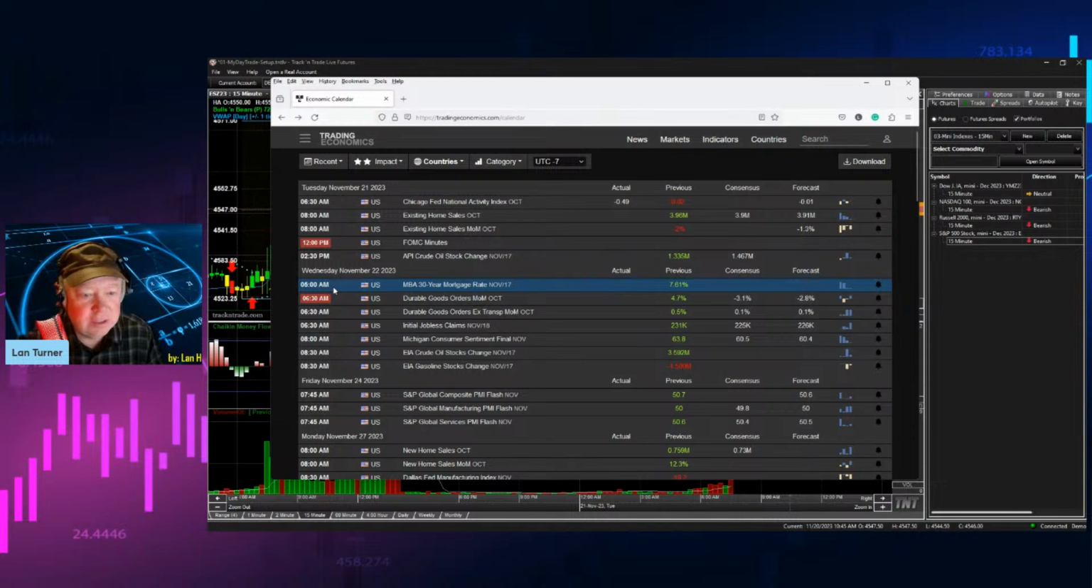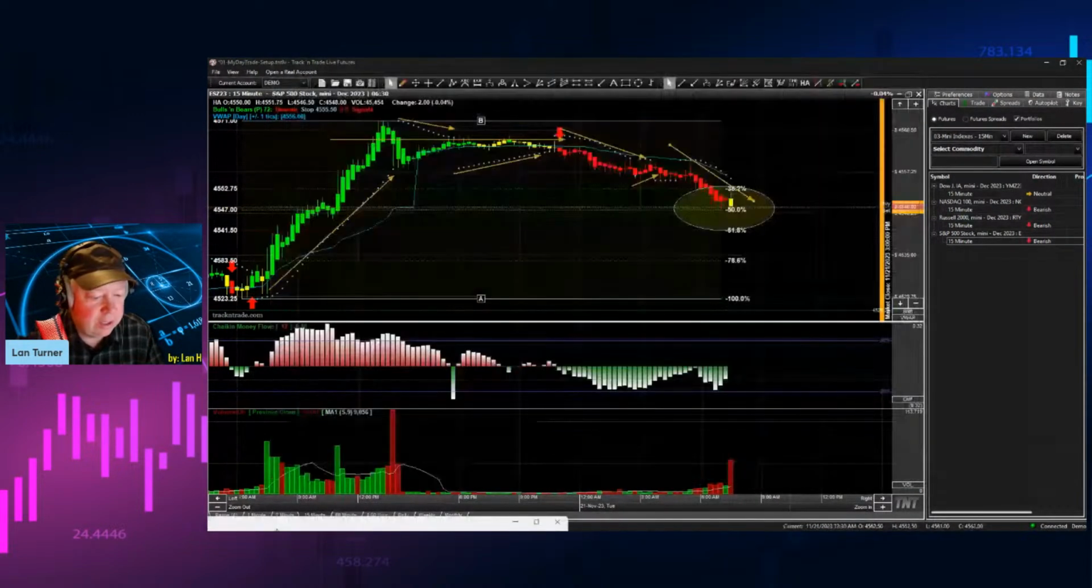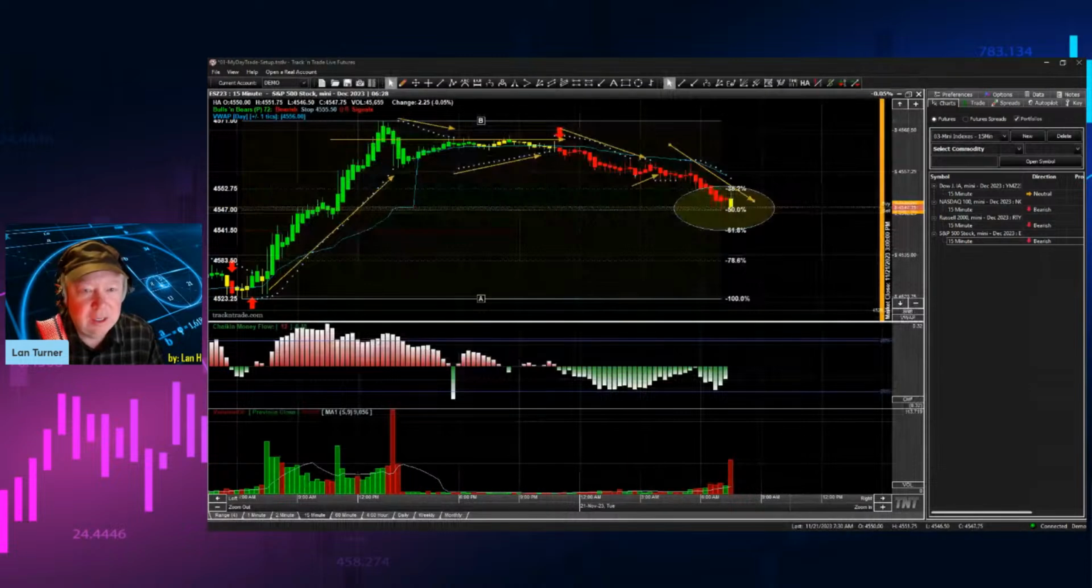And then 8 a.m., Michigan Consumer Sentiment. They often have that as red, and I think it's good they downgraded it. It doesn't move the market as much as they think it does. All right, so the market's still continuing to fall. You can see here on the 15-minute chart, it's dropping a little bit lower.